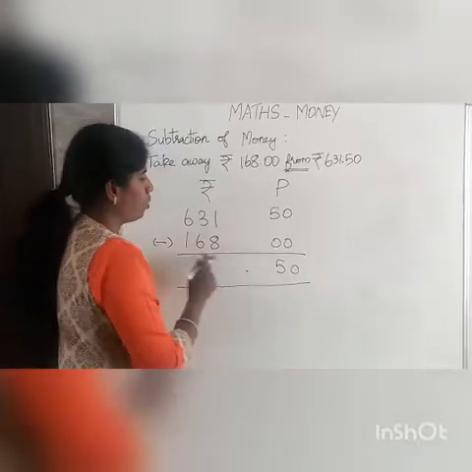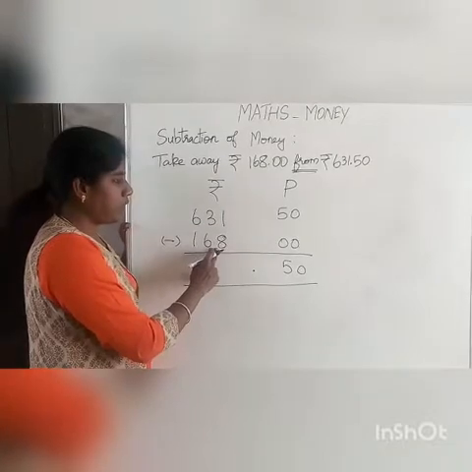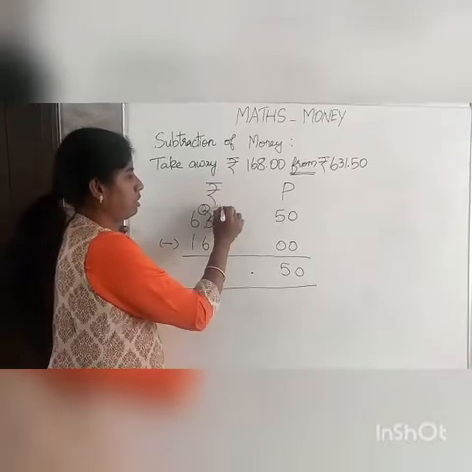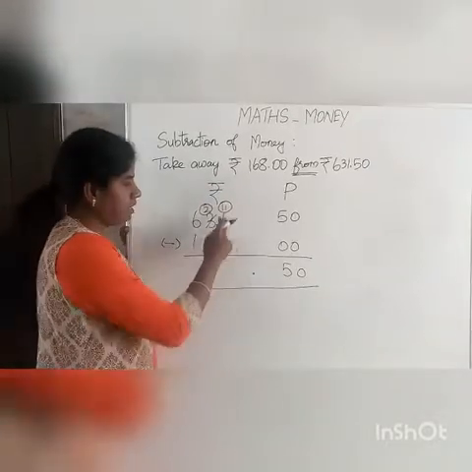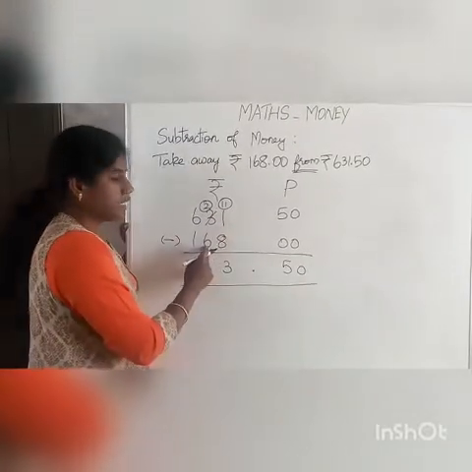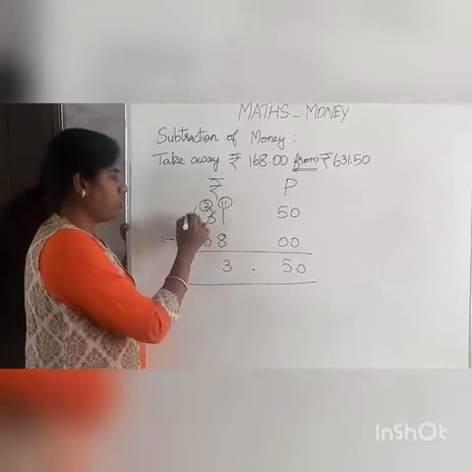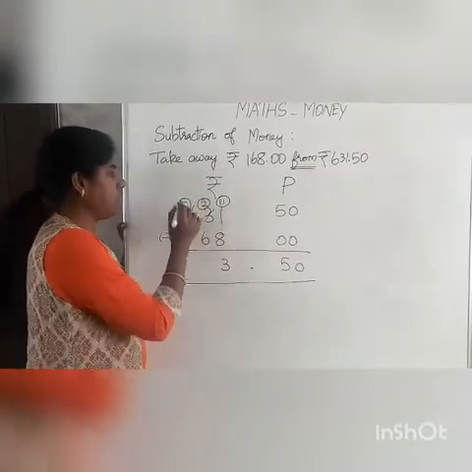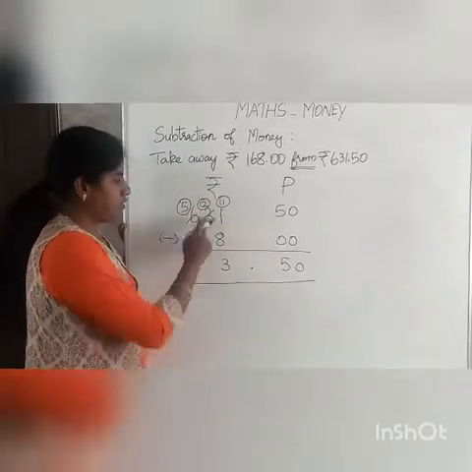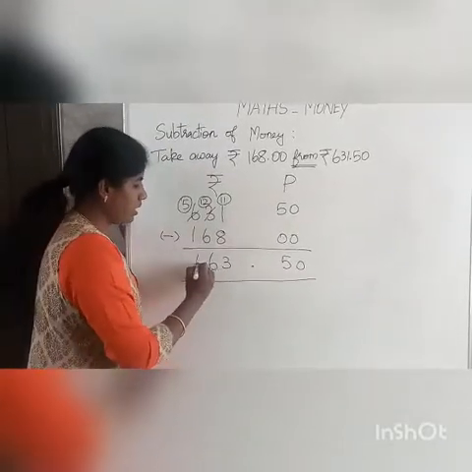Next we will move on to the rupees column. 1 minus 8. We cannot take away 8 from 1, so we need to borrow from the next number. So here it will become 11. 11 minus 8 is 3. So 2 minus 6. Again this number is bigger, so we cannot take away 6 from 2. We need to borrow from the next number. So here it will become 5, and we will get 12 here. 12 minus 6 is 6, and 5 minus 1 is 4.